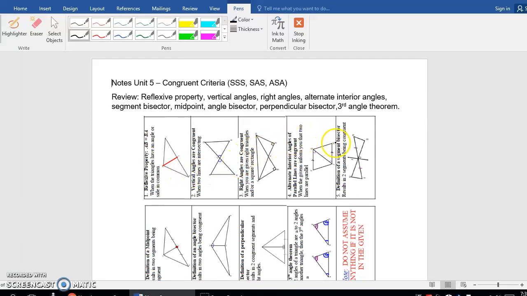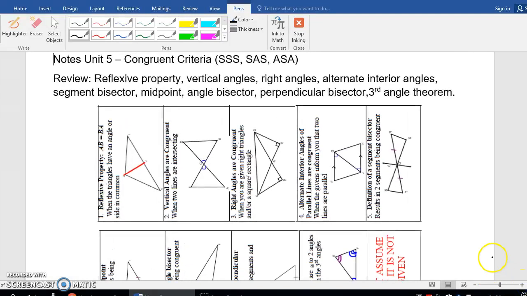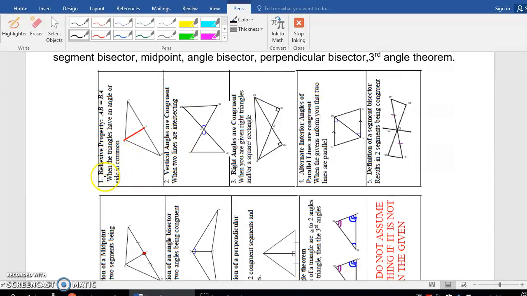So we are in Unit 5, starting congruent criteria. The first thing we have to remember is some review things. So I'll zoom in here. It is sideways. That's okay. We need to review the reflexive property, which is where AB is equal to BA. When the triangles have an angle or a side in common, you know that it's equal to itself.